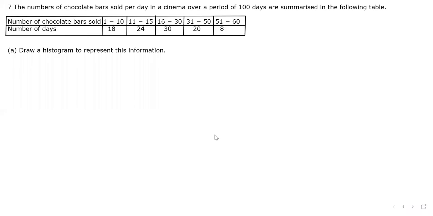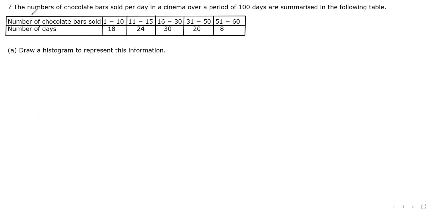We discussed question 7 of A-Level Mathematics Paper 5, Probability and Statistics 1 in May or June of year 2020. The numbers of chocolate bars sold per day in a cinema over a period of 100 days are summarized in the following table. Part A, we need to draw a histogram to represent this information.